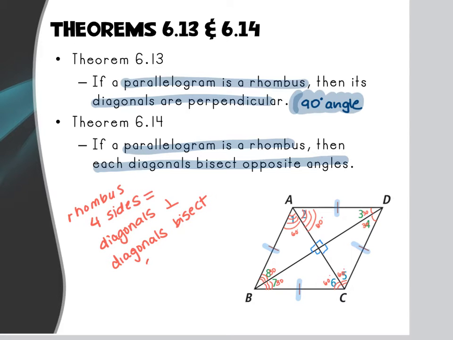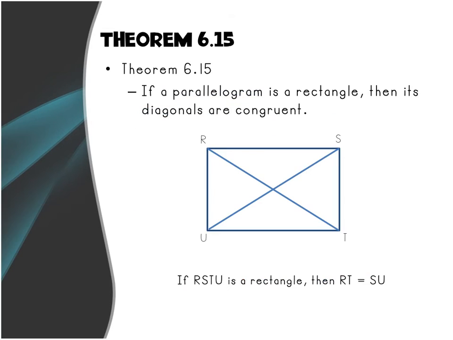Bisect opposite angles. All right, 6.15. So now as soon as you see rectangle, you know the 5 things about the parallelograms are true, plus 4 right angles, plus diagonals are congruent.